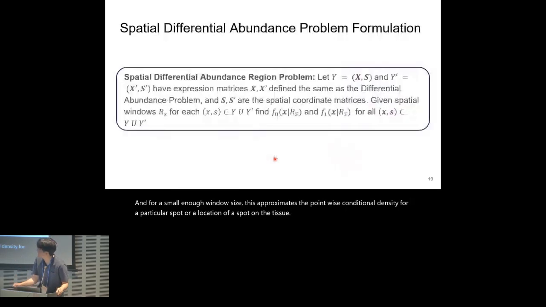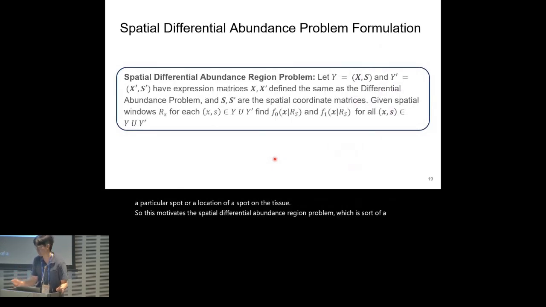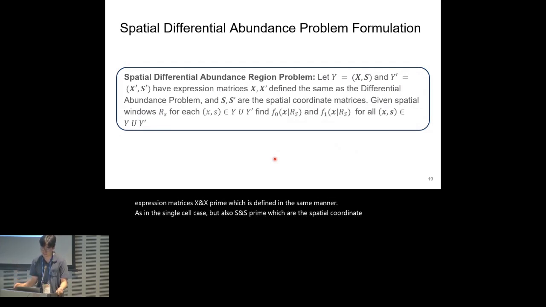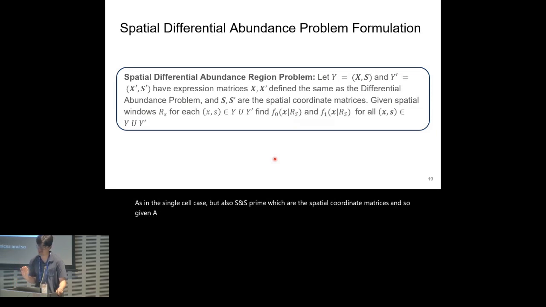So this motivates the spatial differential abundance region problem, which is a natural extension of the single cell version of this problem, where now we're given not only the expression matrices X and X prime, which are defined in the same manner as in the single cell case, but also S and S prime, which are the spatial coordinate matrices. And so given a spatial window R for each spot, we want to find these conditional densities for all the data points in our data.